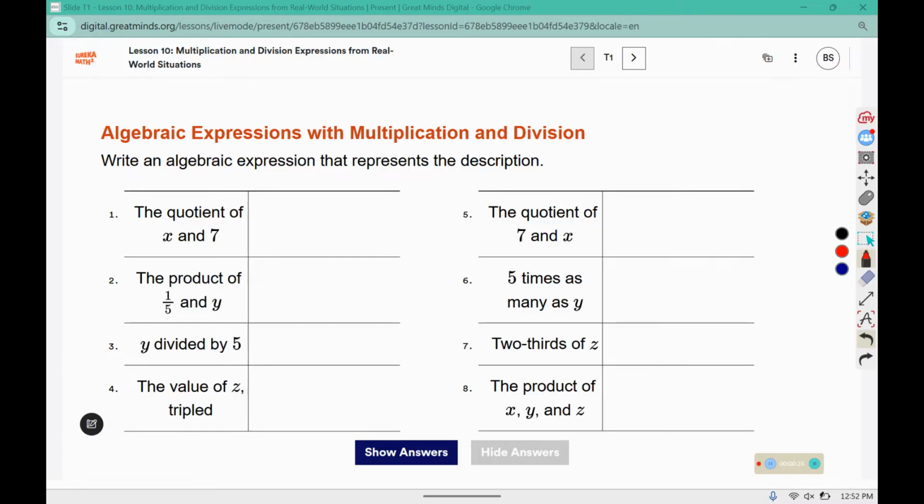Tripled is multiplication, but specifically with 3. When you see this word of, it can also be an indication of multiplication. So this is 2/3 of z, so it's 2/3 times z. Or when we're writing algebraic expressions, we can even eliminate the symbol and just write it as 2/3 z.